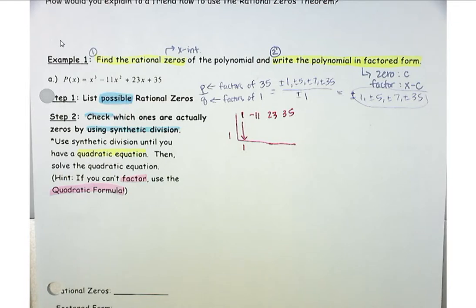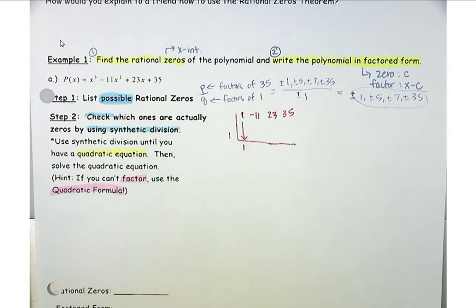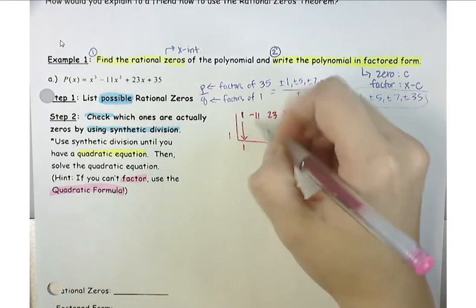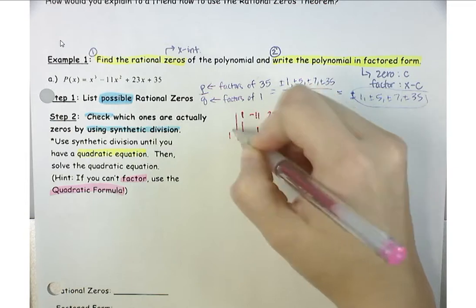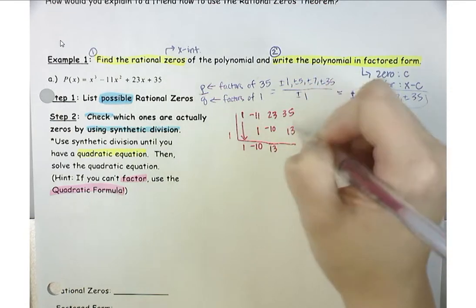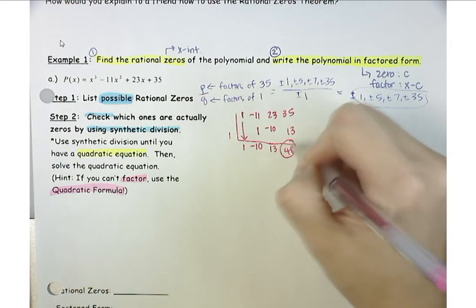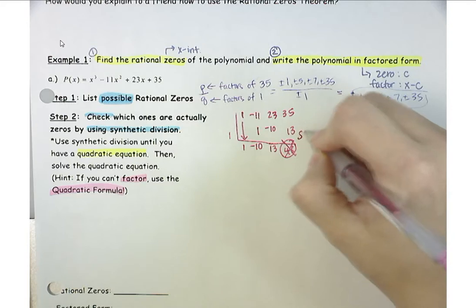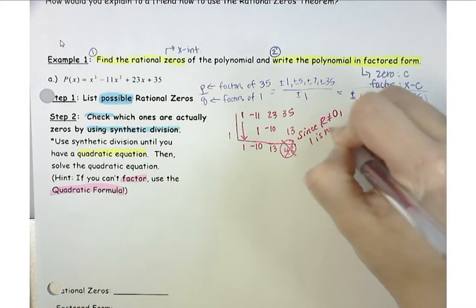Okay, now Corbin, how would I know if 1 is a 0 of this polynomial? Right, the remainder will be 0, right? So I'm going to do synthetic division. 1 times 1 is 1. Add straight down to get negative 10. This would be 13. 13 times 1 is 13. Is my remainder going to be 0? Okay, so since r does not equal 0, 1 is not a factor.